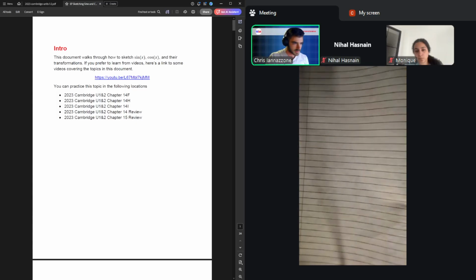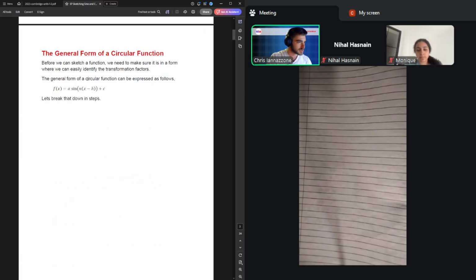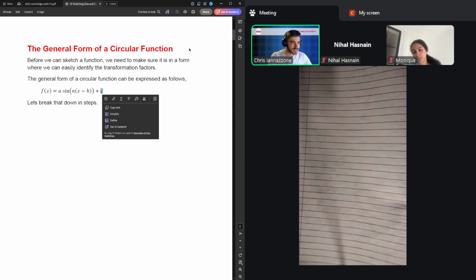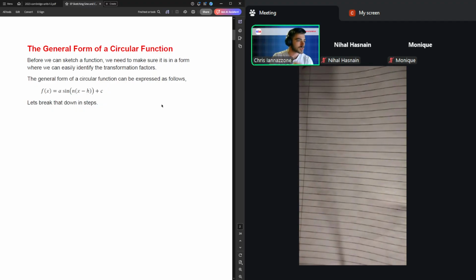But okay, let's dive into it. Cool. So, circular function stuff. The general form of a circular function has much of the same terms that any other type of graph will have. Right? It's got some dilation factors, the a and the n term, as well as some translation factors, the h and the c in this case, both doing horizontal and vertical.